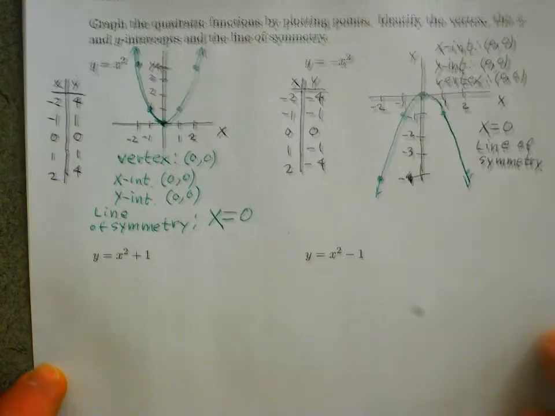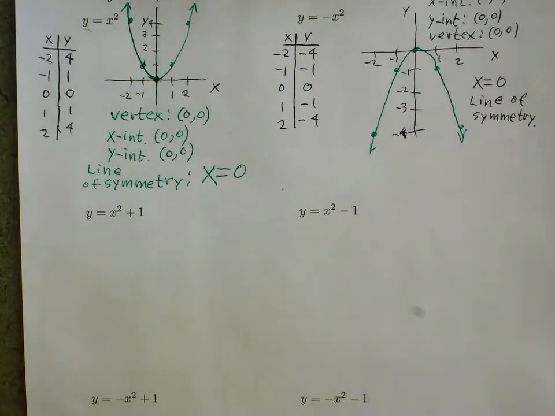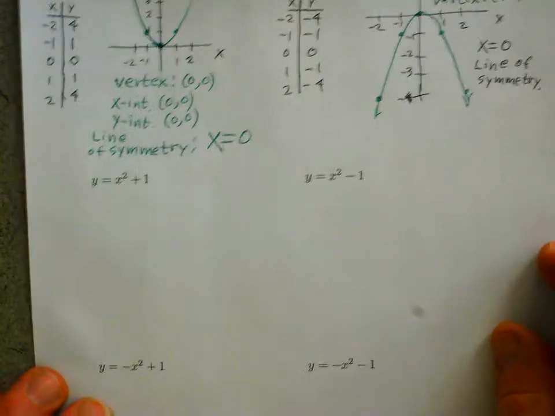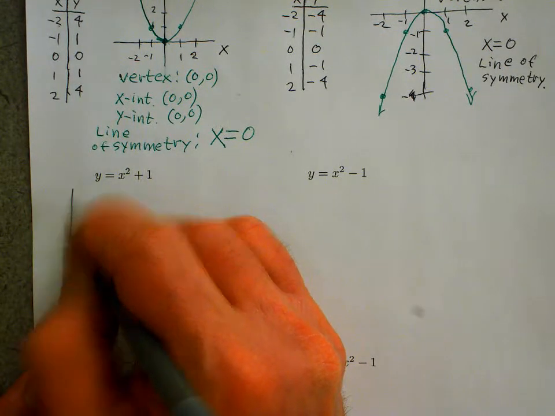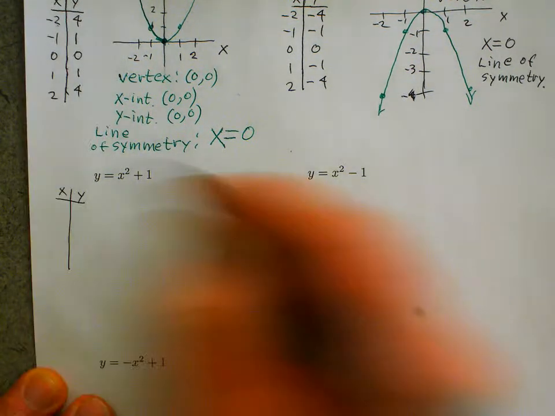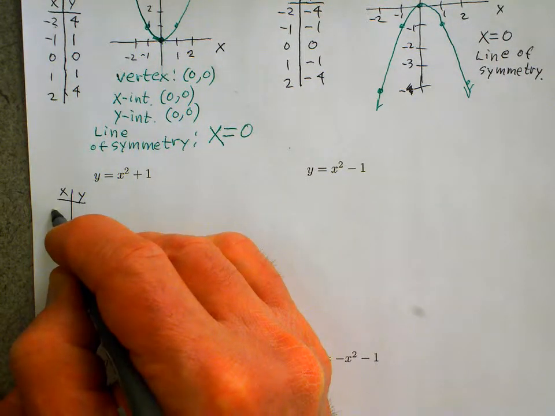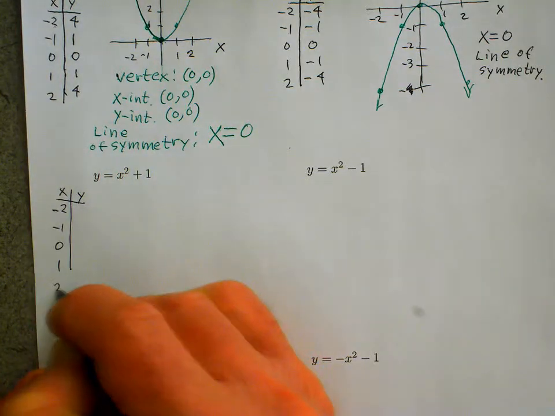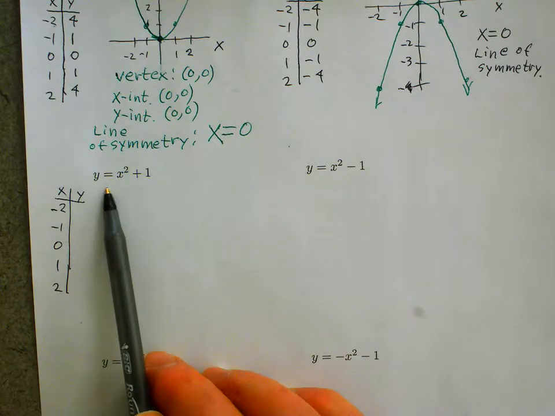Okay, those are the two basic examples, and then we'll look at progressively more complicated ones. So the next one, y equals x squared plus 1. For this one, I'll pick the same x coordinates that I've been picking, -2, -1, 0, 1, and 2. And then just be careful with the arithmetic.